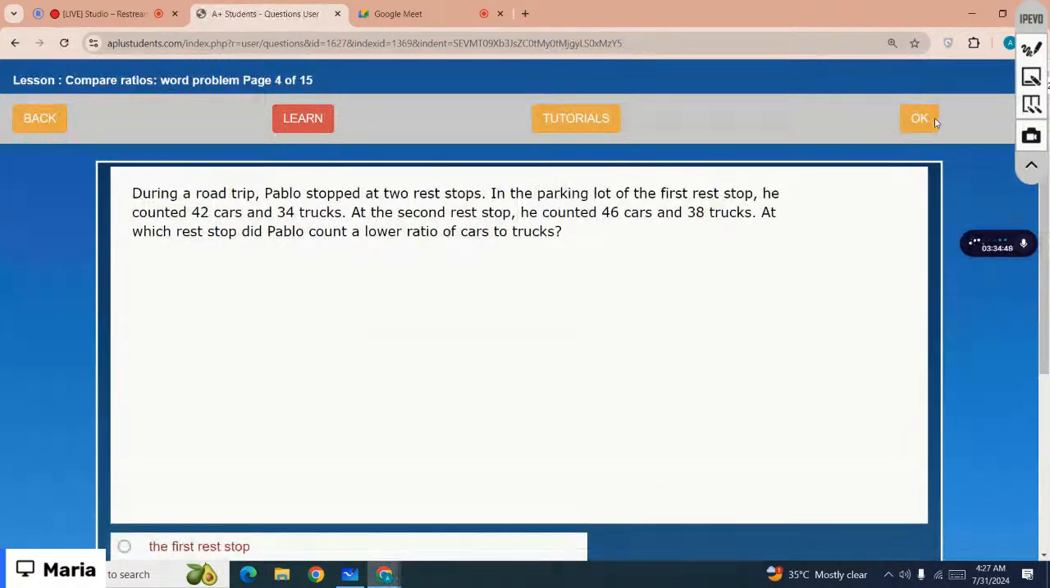During a road trip, Pablo stopped at two rest stops. In the parking lot of the first rest stop, he counted 42 cars and 32 trucks. At the second rest stop, he counted 46 cars and 38 trucks. At which rest stop did Pablo count a lower ratio of cars to trucks? So which is the correct option? 42 to 34 and 46 to 38.